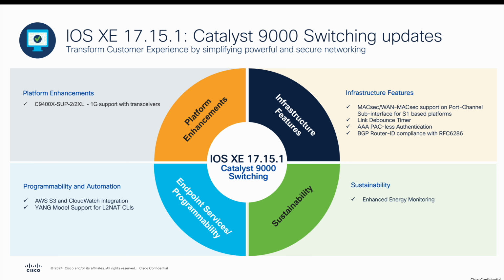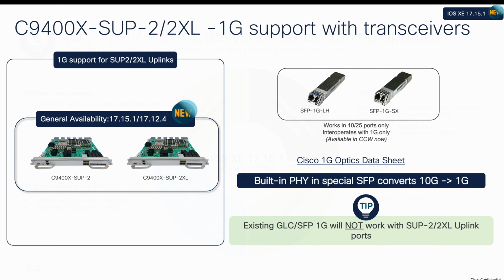Then we'll talk about programmability and automation capabilities, alongside the cloud integration of Catalyst 9000 switches with AWS S3 as well as CloudWatch. Then we'll talk about YANG model support for L2 NAT CLIs. And then to finish off the session, we will be talking about something that is very important for us, and that is sustainability, and a new sustainability capability that we have baked into the Catalyst 9000 series with the enhanced energy monitoring capability coming with IOS XE 17.15.1. So let's get straight into it.